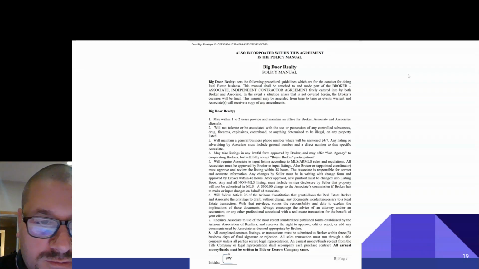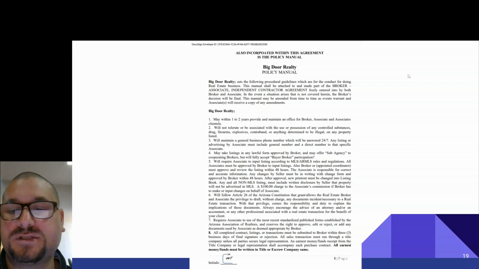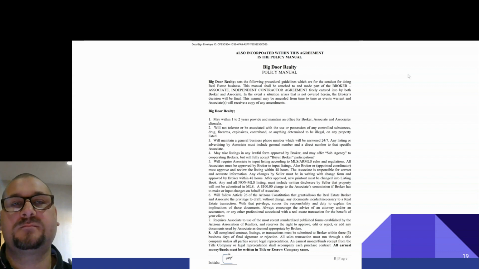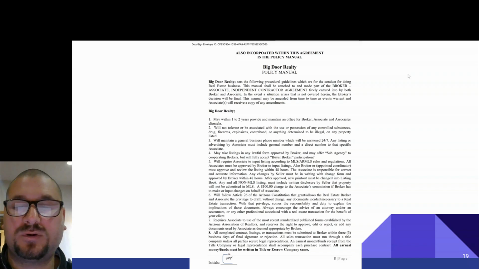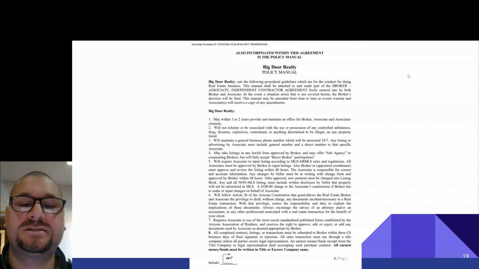Number 7, requires associate the use of the most recent standardized published forms established by the Arizona Association of Realtors, and reserves the right to approve, edit, reject, or add any documents used by associate as deemed appropriate by broker. So you want to use the most up-to-date documents in AAR, Arizona Association of Realtors, and Transaction Desk. All completed contract listings or transactions must be submitted to broker within 3 business days.